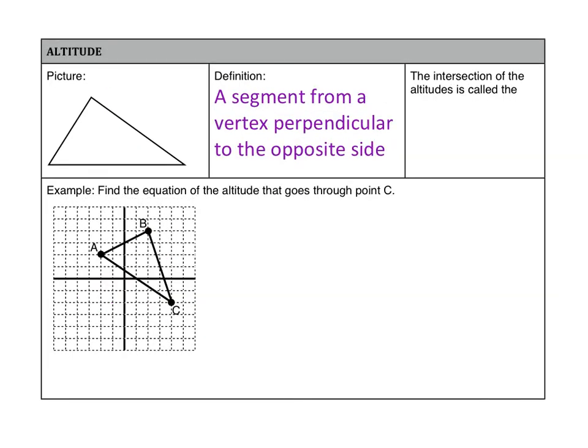The altitude is a term you have seen before when finding area. So we are going to use a vertex, and then it will be perpendicular to the opposite side. That means we need to form a 90-degree angle with the opposite side. And the orthocenter is the intersection of all of the altitudes.